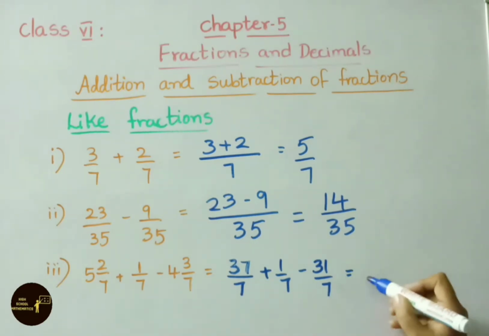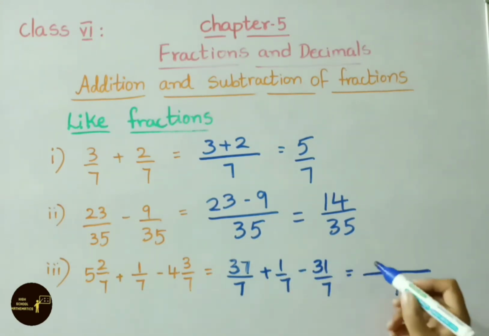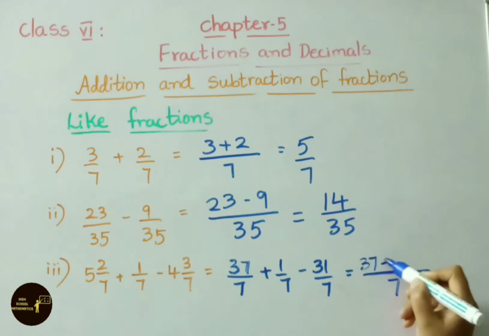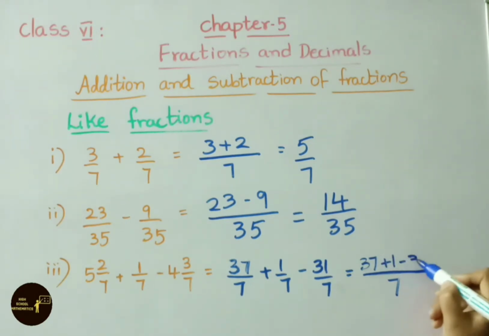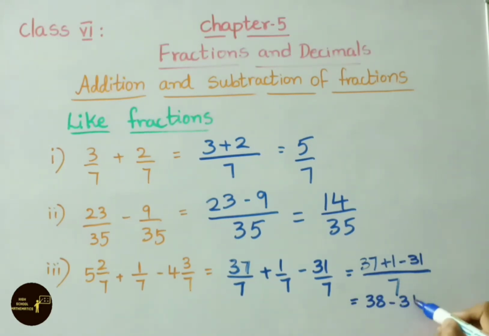Here all denominators were same. So write down one time only, that is 7. Now take the numerator values 37 plus 1 minus 31. That equals to 37 plus 1, 38 minus 31 by 7. 38 minus 31 is 7 by denominator 7. 7 ones are 7, one time. So the answer is 1.